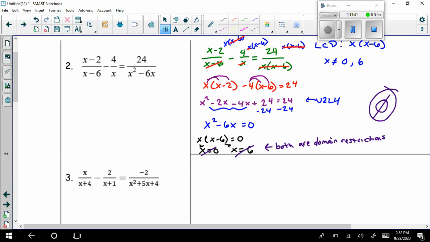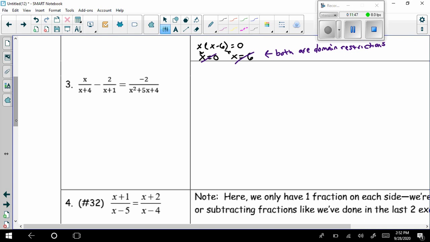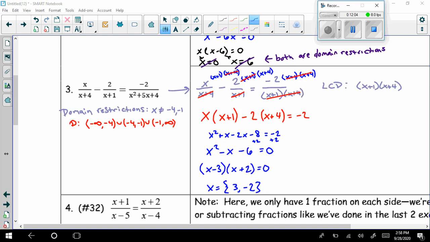Okay. All right, so now that we've walked through two of them, I want you to go ahead and try number 3 completely on your own. So factor, identify the LCD, multiply it through, solve the resulting quadratic, and then check against your domain restrictions. Go ahead and check your work against mine.